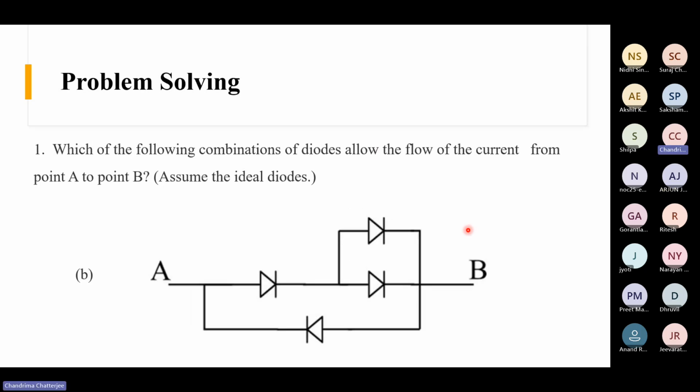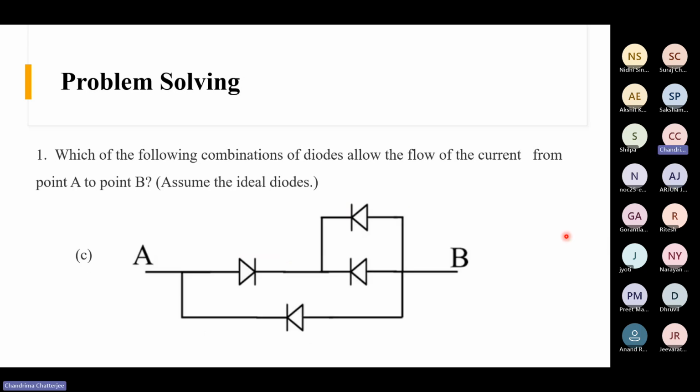So this is the next combination. For this combination, is it possible? Yes, ma'am. Yeah, right. So the current can flow from this path and then through this, right? This is the path. It can take part in both the diodes, because both are in forward direction. So from this one as well as through this path, both the paths are fine.